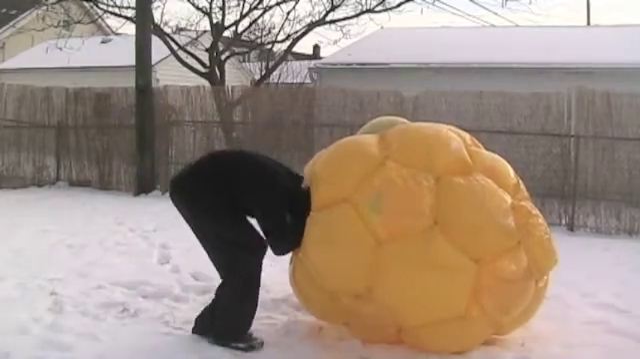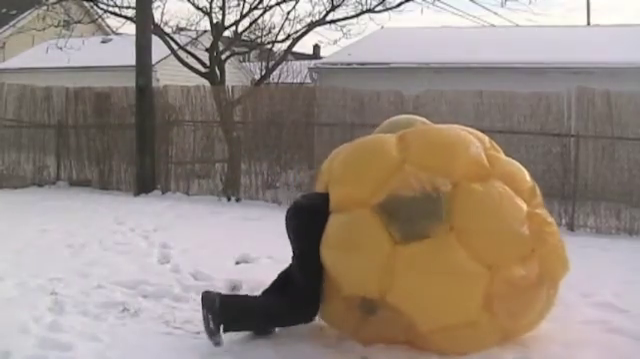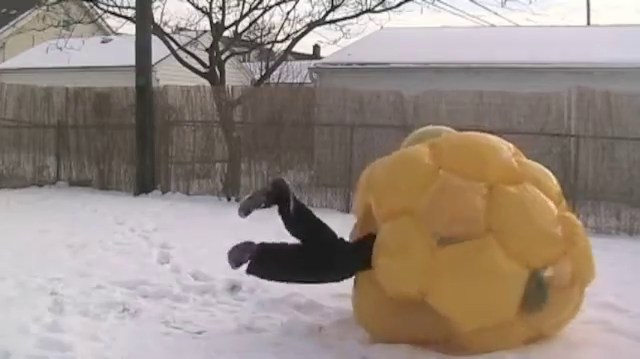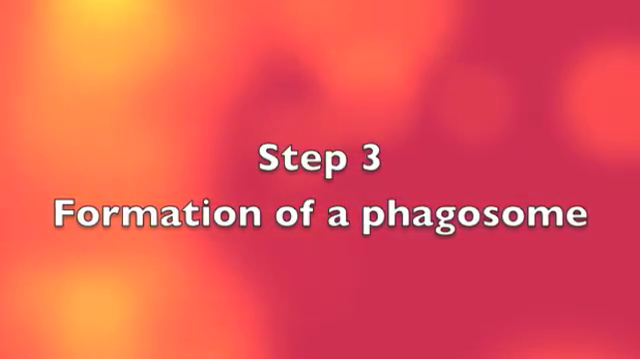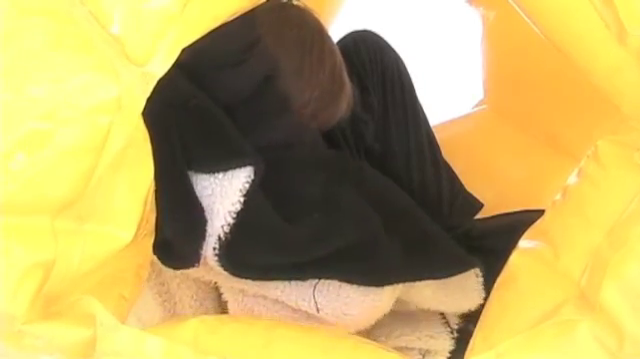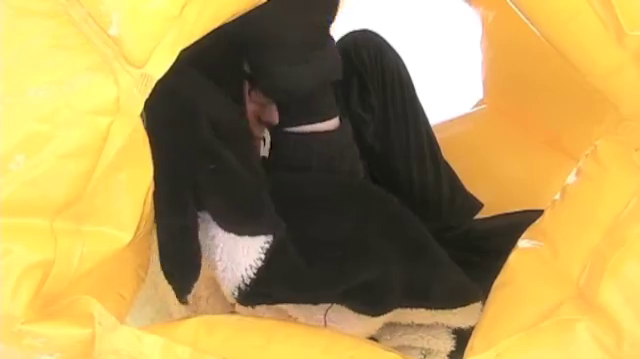During the process of ingestion, the plasma membrane of the phagocyte extends projections called pseudopods that engulf the microorganism. Once the microorganism is surrounded, the pseudopods meet and fuse, surrounding the microorganism with a sac called a phagosome, or phagocytic vesicle. In this example, a blanket is used to represent the phagosome.